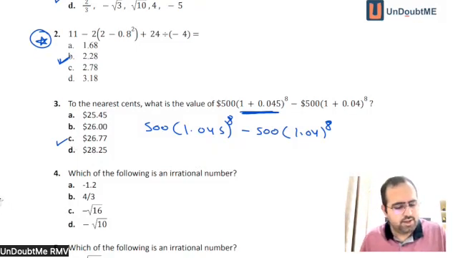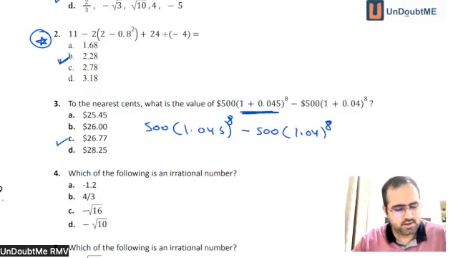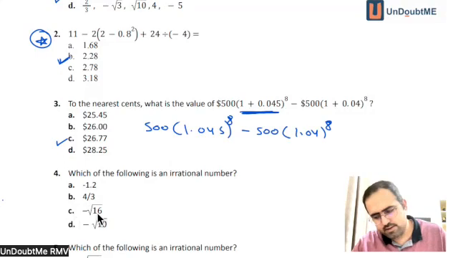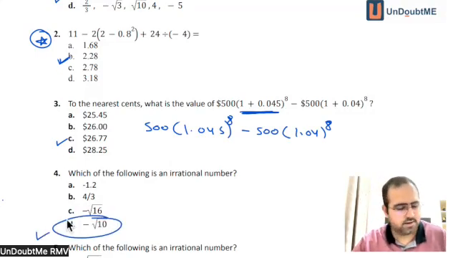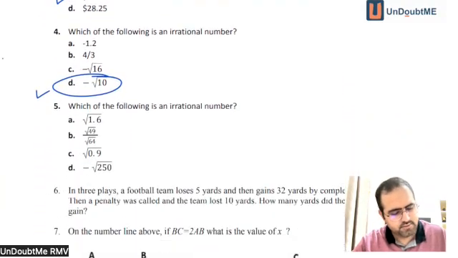Now, which of the following is an irrational number? Based on what we discussed, try to give the answer. D. Reason? Because it's the one that has a recurring decimal. Correct. Or D is a square root of a non-squared number. Next, fifth one.